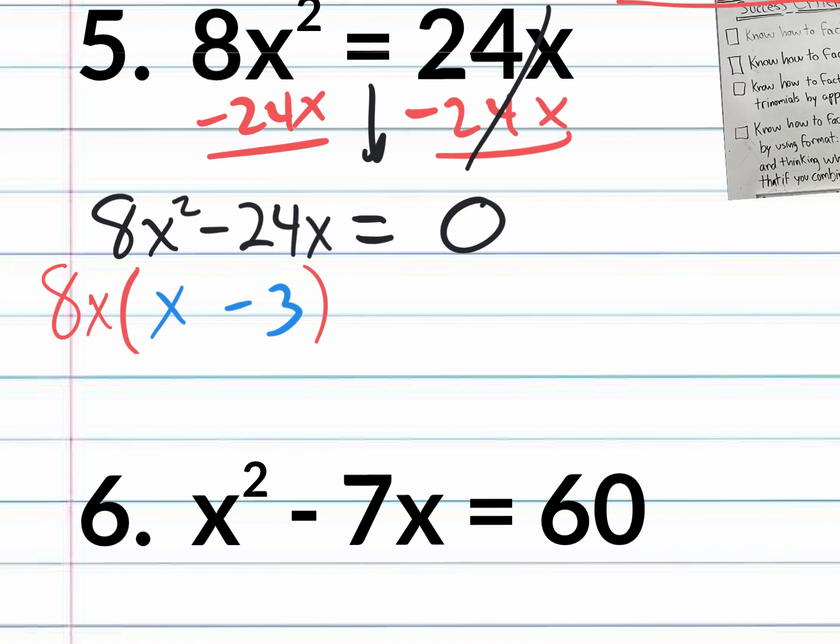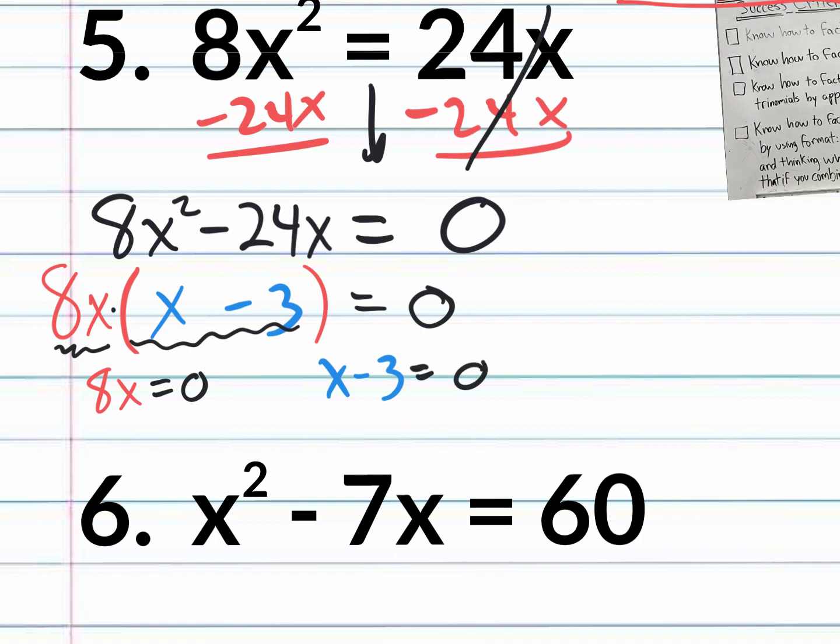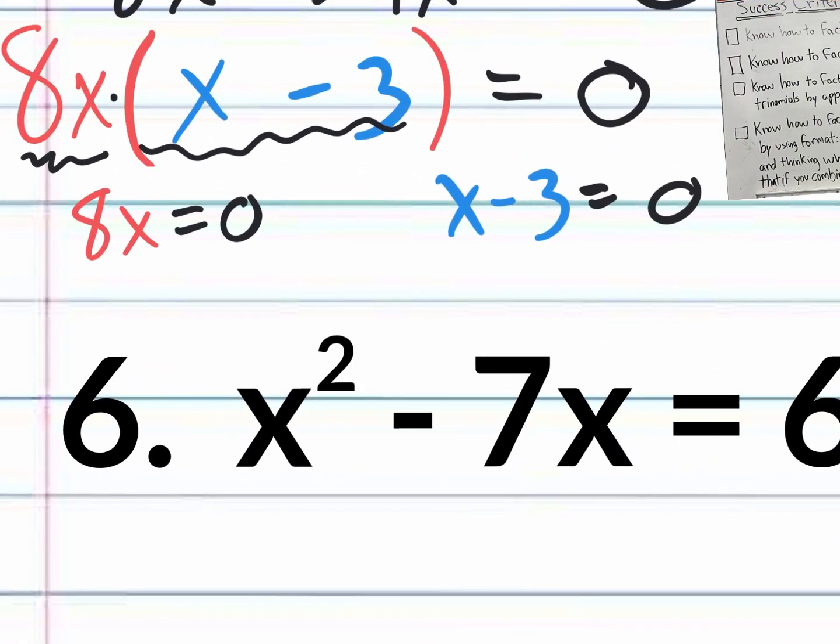Now, why do I want 8x times x minus 3? Because if you have something times something equals 0, then the first something, that 8x, that could equal 0, and the second something, x minus 3, that could also equal 0. And it becomes two easy problems that you could actually solve, okay? Now, I am running out of space here, so I'm just going to write my answers.